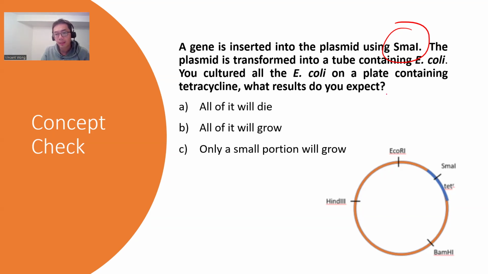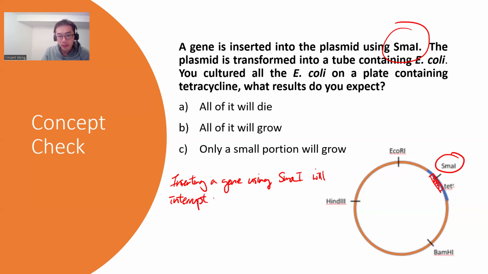Let me explain. If you insert using SmaI, the gene is going to go right here, right? In fact, the gene is going to go right in the middle of the tetracycline resistance gene. So inserting a gene using SmaI will interrupt the tetracycline resistance gene. And when that happens, the tetracycline resistance gene is no longer working.